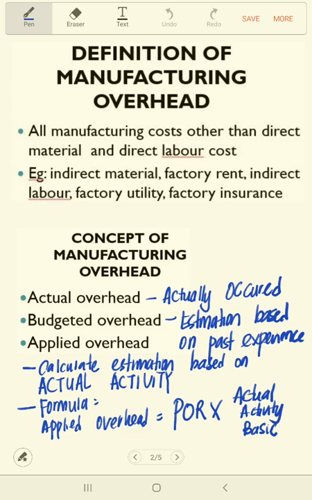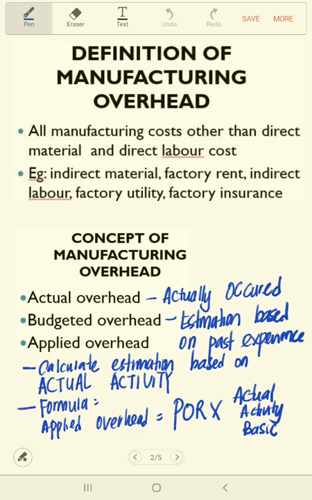Okay, first students must know what MO is. MO is all the costing except direct material and direct labor. For example, all indirect material, indirect labor and all the costing that start with the keyword factory are considered as our MO. Example, factory utility and factory insurance.